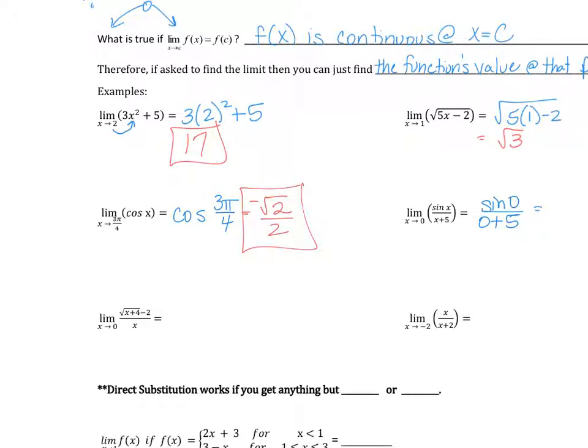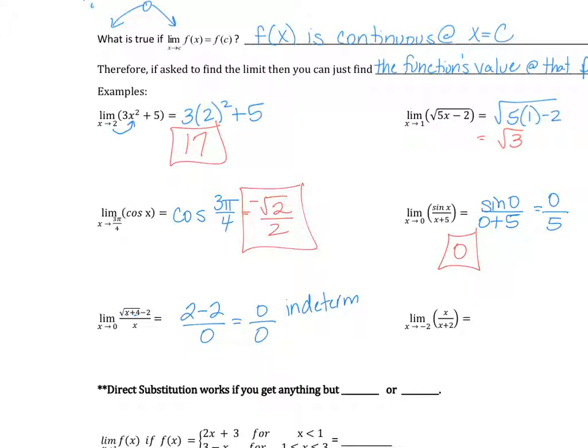What is the sine of 0? The sine of 0 is 0 over 5. Is 0 over 5 okay? Yes, 0 over 5 is in fact 0. And so we're rocking along, and when I plug in 0 here, 0 plus 4, that's square root of 4, which is 2, minus 2 over 0, and I get 0 over 0. Well, that's a problem. That's called the indeterminate form.